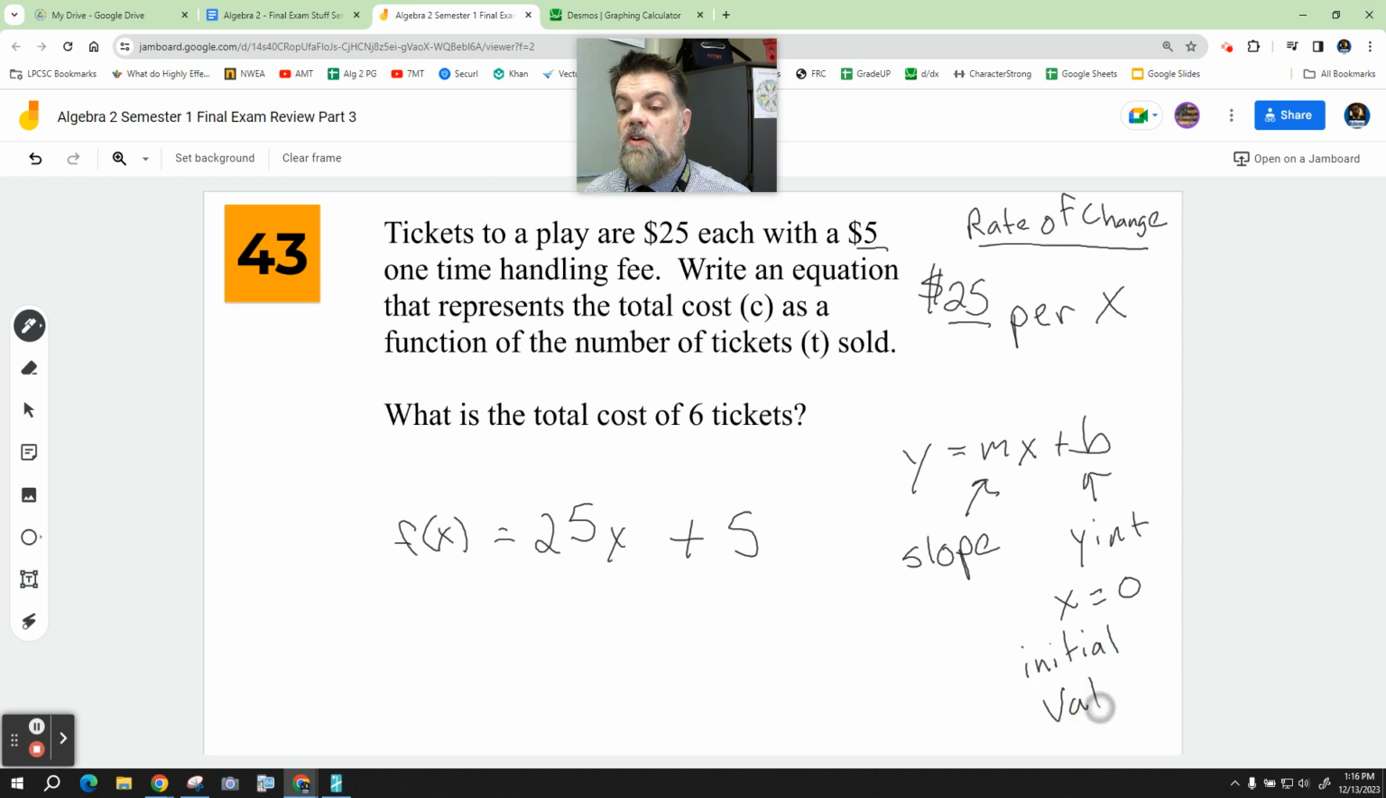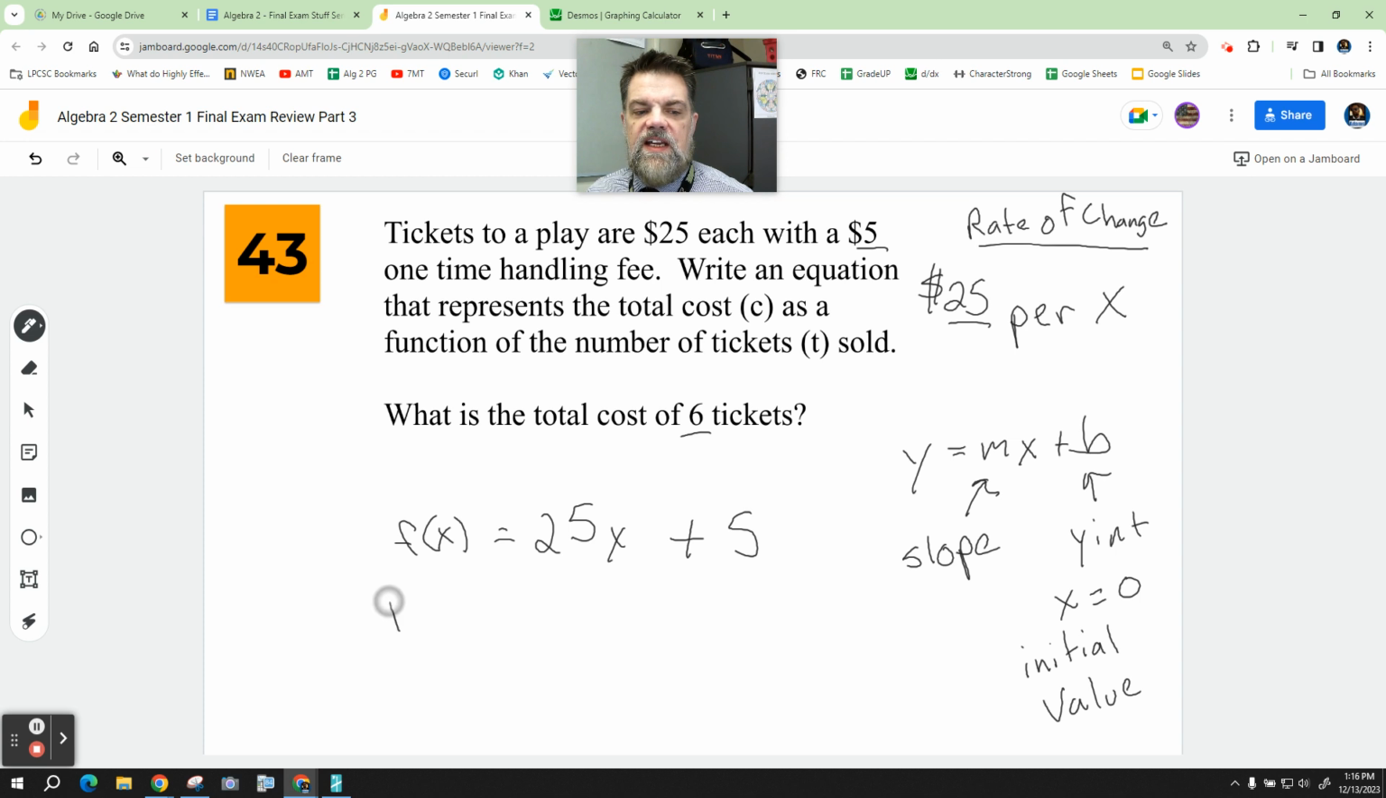So on these story problems, and there will be at least one of these problems on your test, they're going to give you an initial value. That's your b. And then they're going to give you some sort of rate of change, something per something, dollars per gallon, something per something, and that'll be your slope. Does that make sense? So now the last thing they want is, well, what's the cost for 6 tickets?